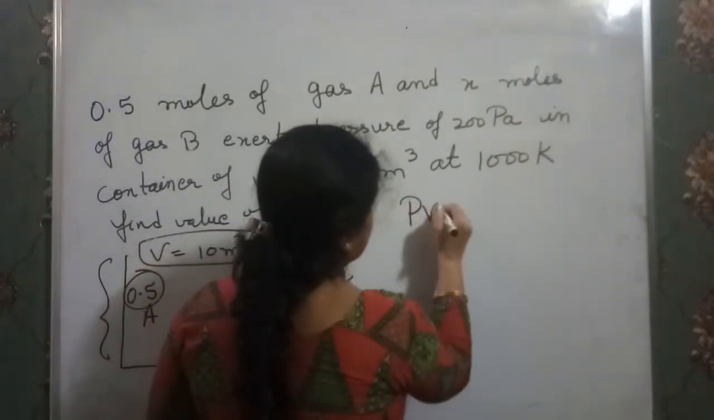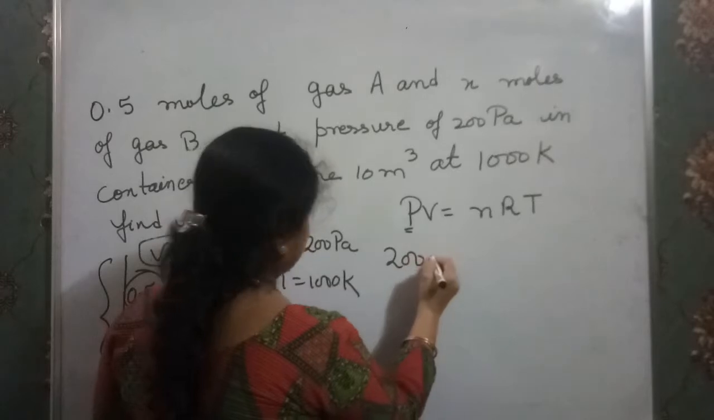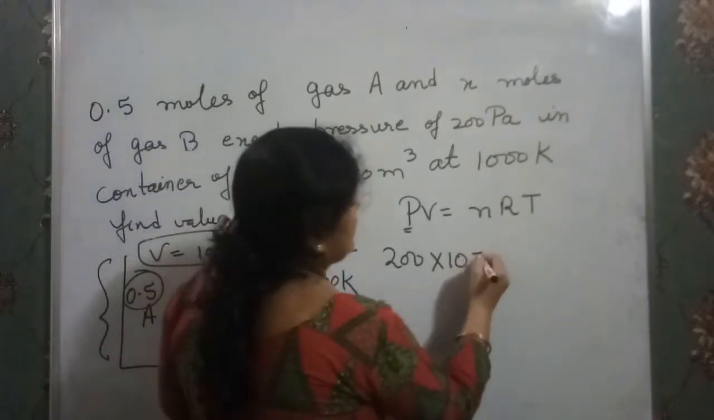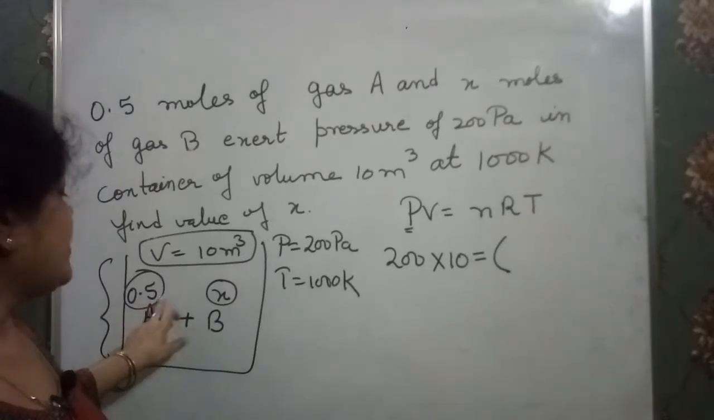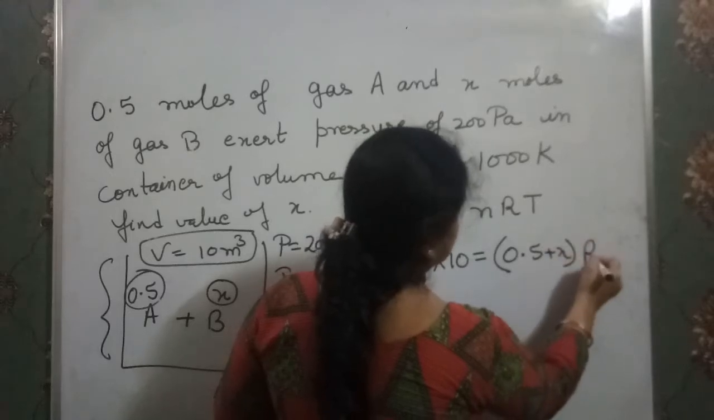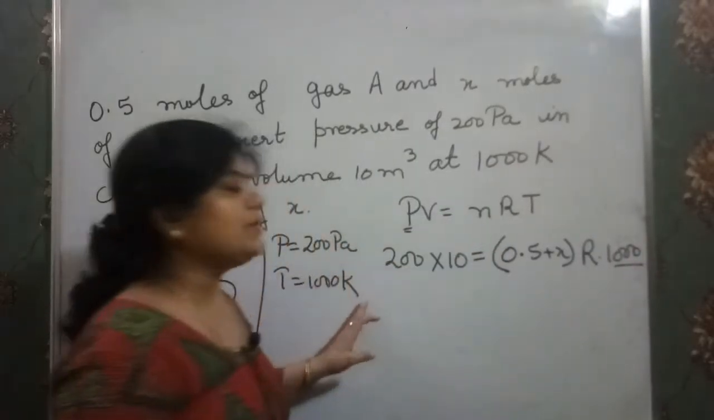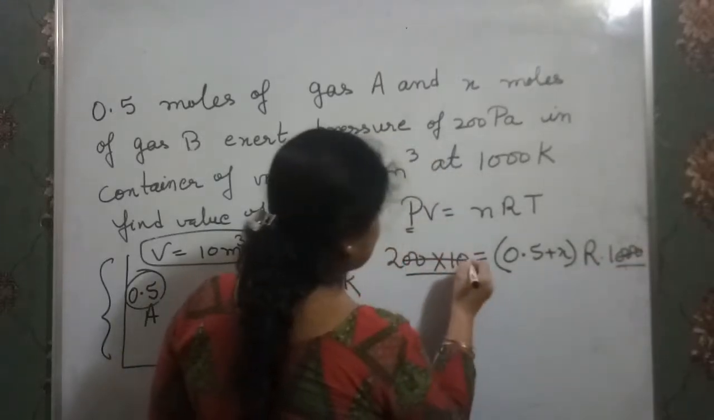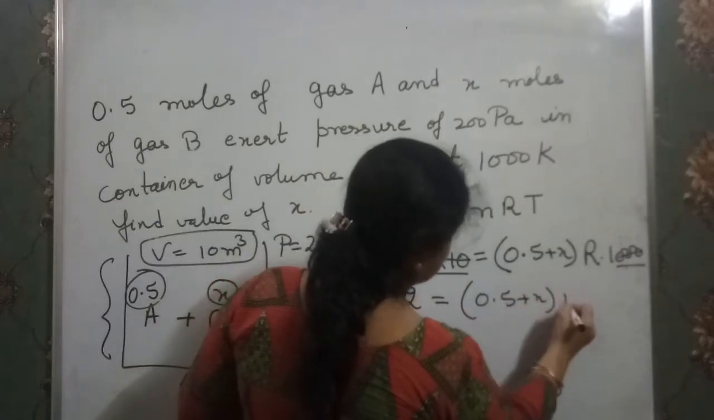Now we know PV is equal to nRT. So pressure is 200 Pascal, volume is 10 meter cube. For the number of moles, you just add both the moles of A and B: 0.5 plus X. The value of R is R, and the temperature is 1000. Because it is in Kelvin, there is no need to change it. Now we have 2000 here, 1000 here, it gets cancelled. So we have 2 is equal to (0.5 plus X) into R.